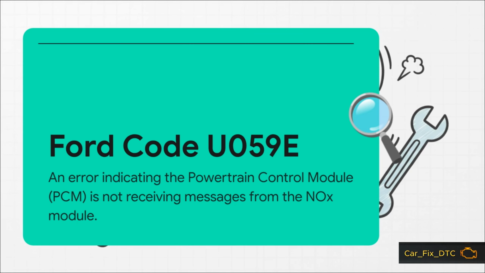Put simply, it's a communication breakdown. Your car's main computer, that's the Powertrain Control Module, or PCM, is expecting to hear from a really important emission sensor, the nitrogen oxide sensor, also known as the NOx sensor. Its job is to help the engine run clean. But for some reason, the PCM isn't getting a valid signal from it. It's like a dropped call, and that's what triggers the code.